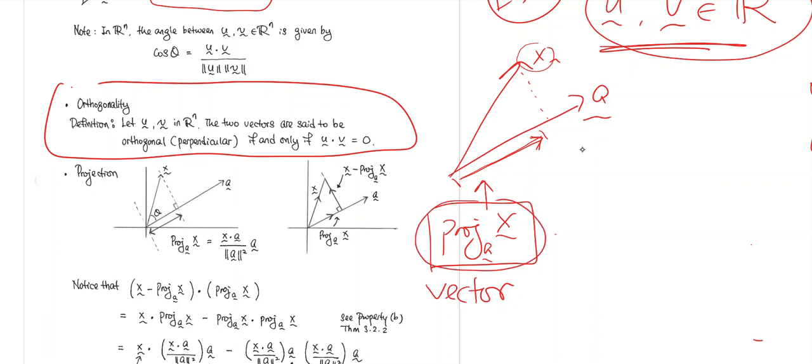So they are pointing in the direction of a. All right, so the projection of x onto a will be in the direction of a, because you project it onto a. Now, what is the magnitude of this vector? The magnitude of this vector is exactly this length right here.